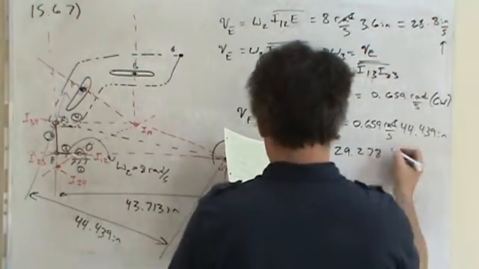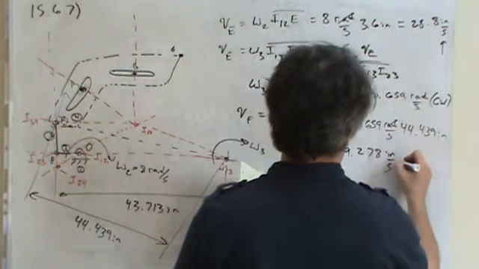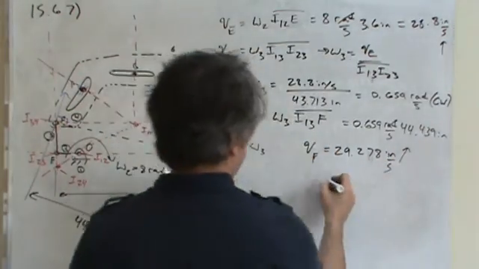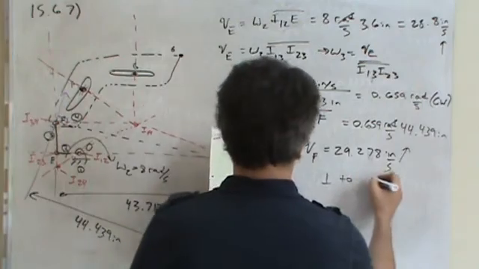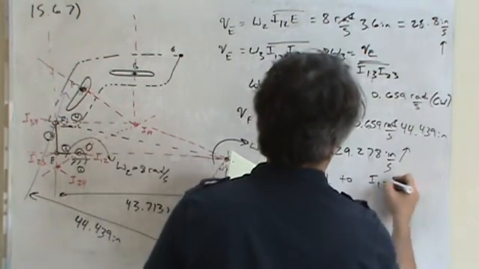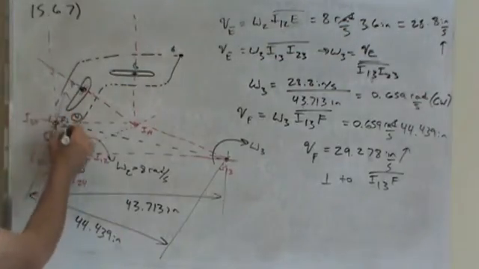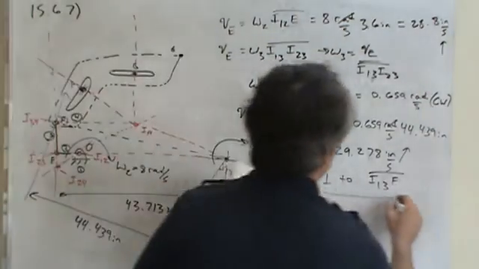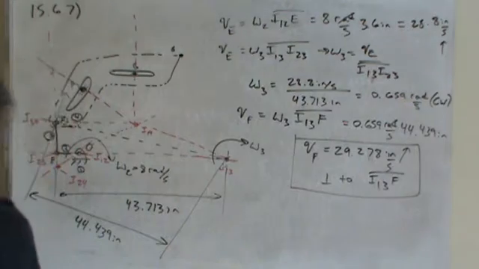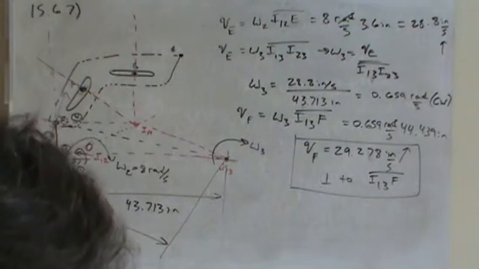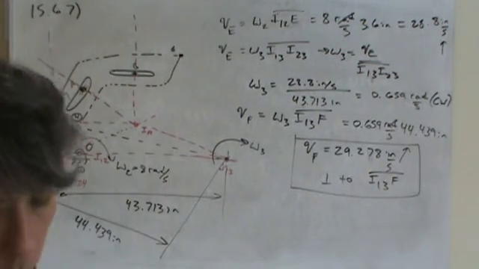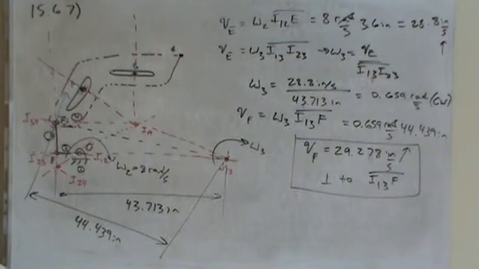29.278 inches per second. It's up and to the right, and more particularly, it's perpendicular to the line I13F. So the line from I13 to F, we know the velocity is perpendicular to it. So there's our velocity of point F. Now that's one of the things that was requested. The other thing that was requested was the velocity of point G.